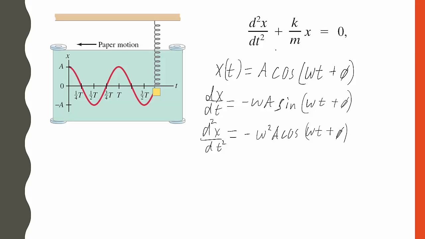So if we go to plug this in, then we've got negative omega squared A cosine of omega t plus phi. That was just the first term in my equation, plus k over m times that.